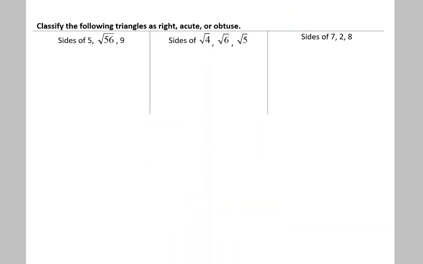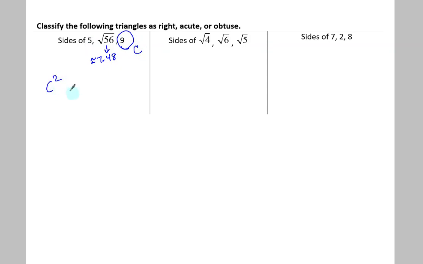Let's look at some examples. Classify the following triangles as right, acute, or obtuse. Side lengths of 5, square root of 56, and 9. Well, to know which one is the C, which has to be the biggest number, I'd like to know how much is square root of 56. So I type that in my calculator, and that gives me approximately 7.48. The squiggles mean approximately equal to. I don't want to use this in my calculations because it's a rounded answer. I'm just using it to know which side is the biggest, 5, 7.48, or 9. 9 is the largest, so 9 will be the C.